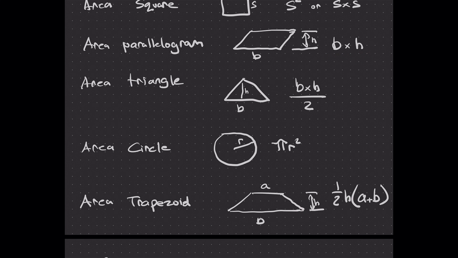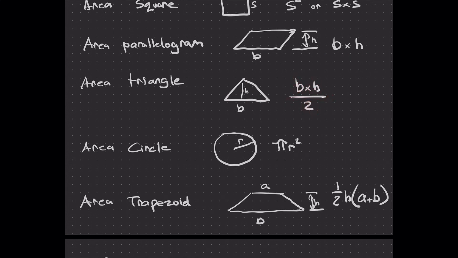Now what about for a triangle? Well, any triangle will have a base, which is the bottom length of the triangle, and a height, which again comes off perpendicular from our base. So in this case, what we're going to be doing is going base times height divided by 2.